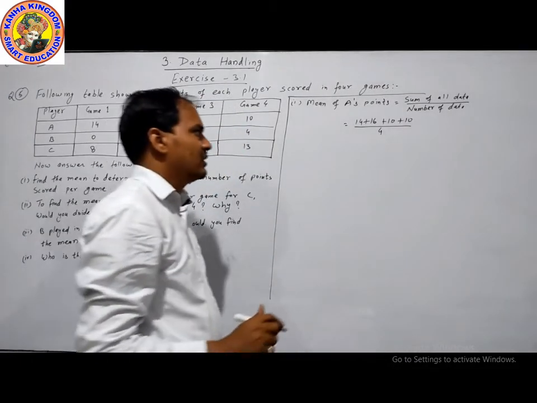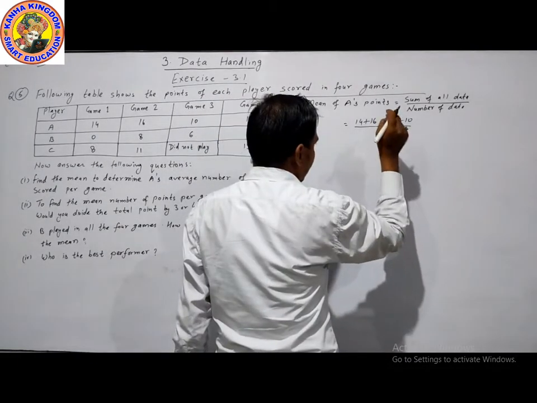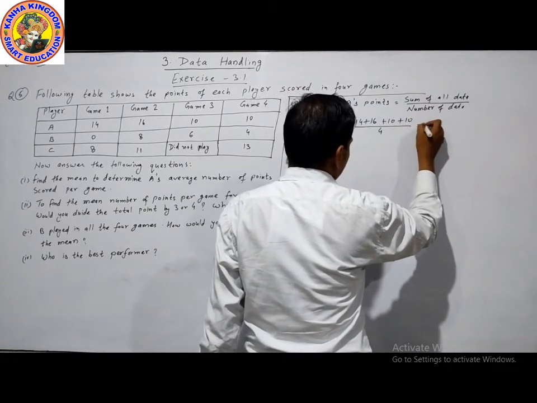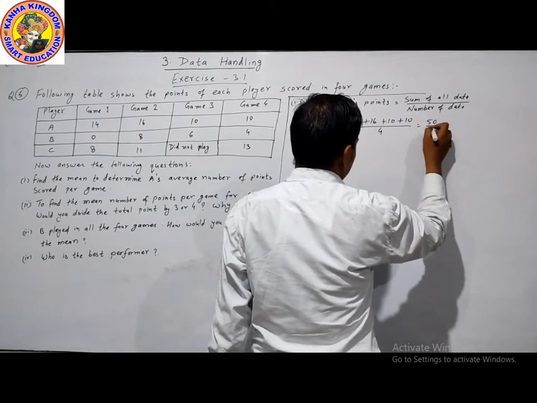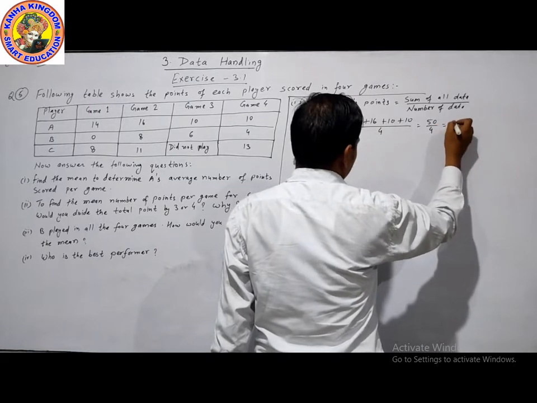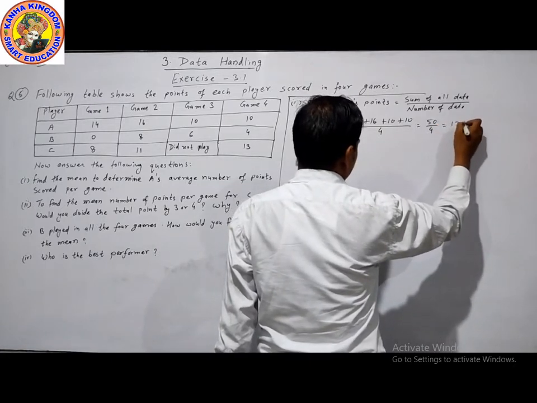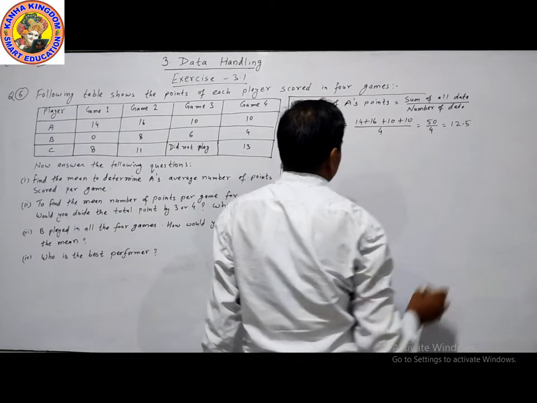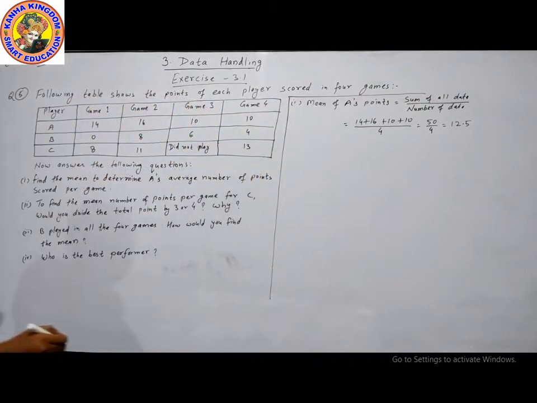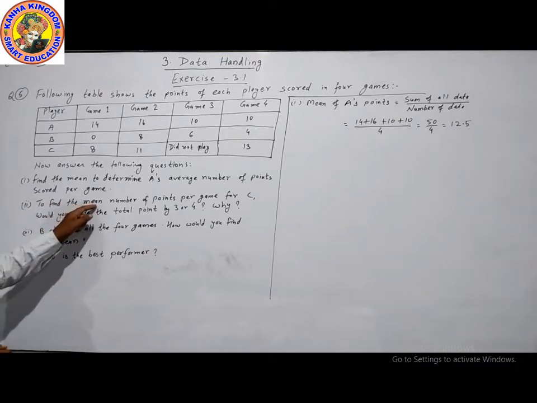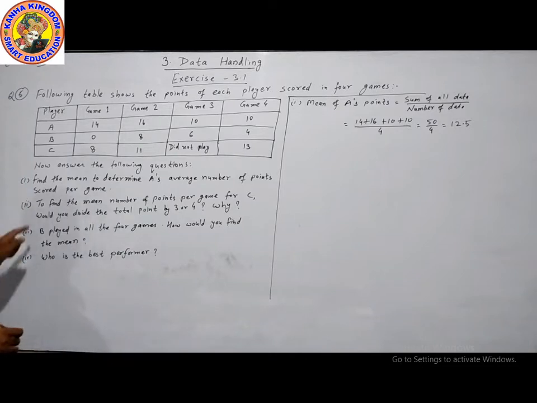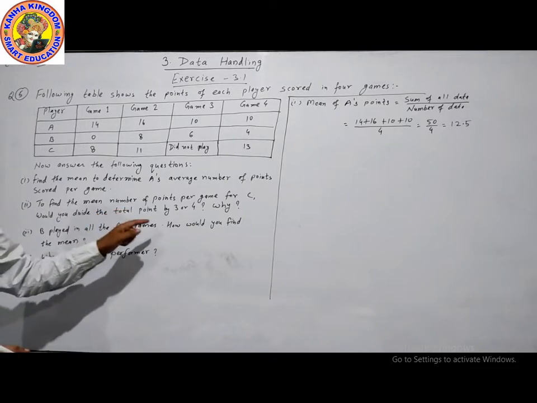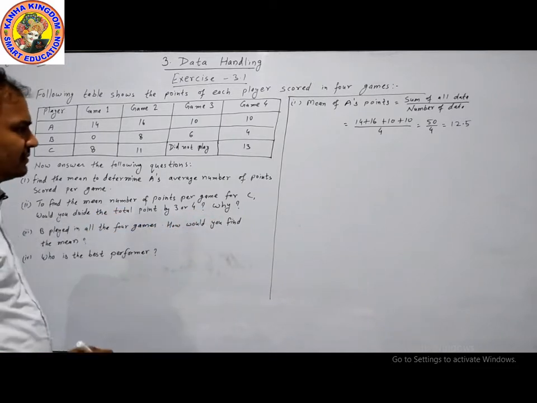14 plus 16 is 30, 40, 50. Now this is 50 upon 4. 1 time, 2 time, then 0.5. The mean of A's points is 12.5. Now question number second: to find the mean number of points per game for C, would you divide the total points by 3 or 4, and why?